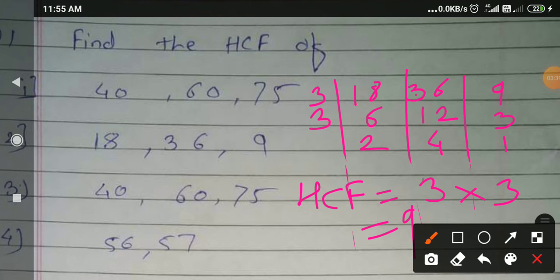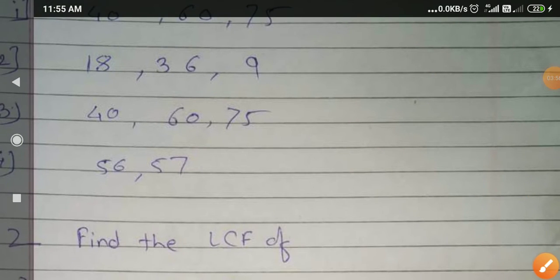And I told you another method to find the HCF: first we have to take the table in which these three numbers are present. So if you see, 9 2s are 18 and 9 4s are 36. So here 9 is the HCF. In this way also you can find it.